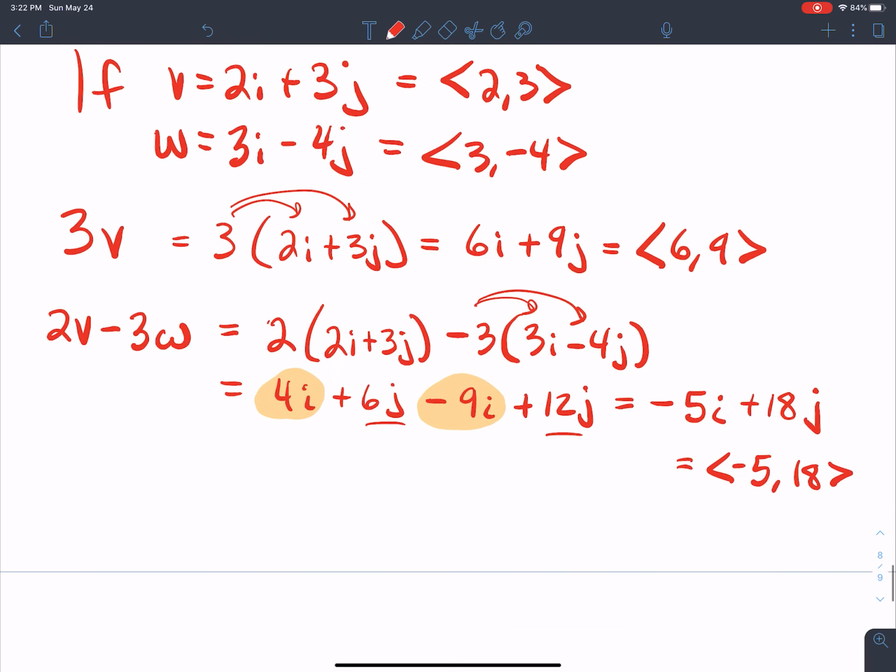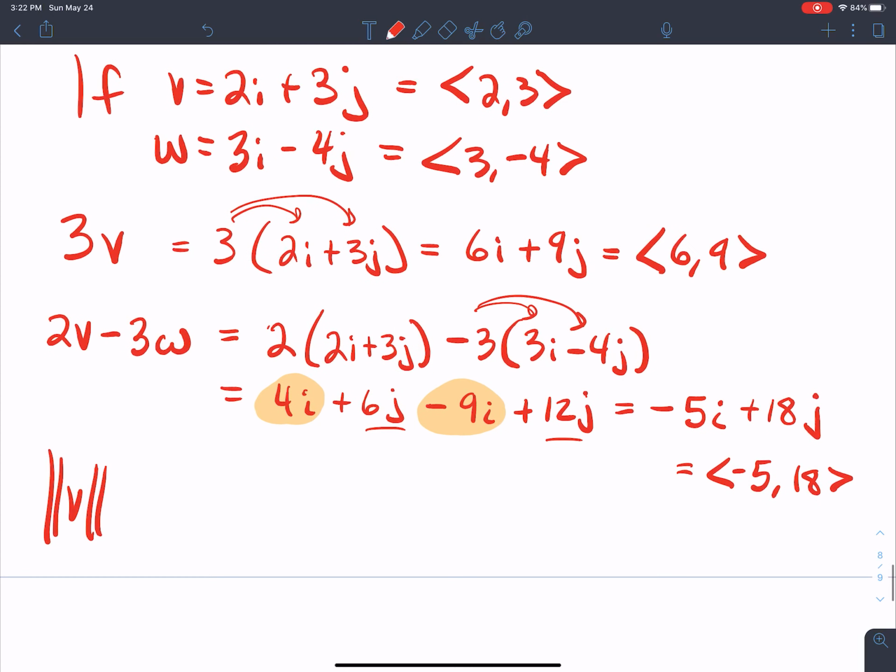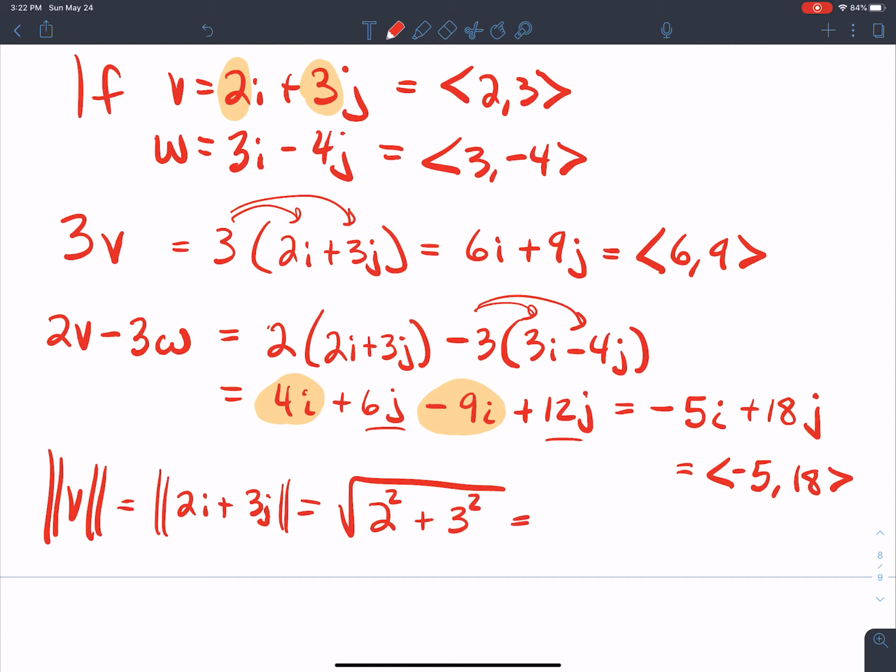Okay. Now, if you were asked to find the magnitude of v, v has horizontal component 2, vertical component 3. So to do this, I get the magnitude of 2i plus 3j, which is equal to the square root of the components squared and summed. Well, that's 4 and that's 9. That makes square root of 13. All right, and you don't have to simplify there unless you just want to throw it in the calculator. It doesn't simplify.